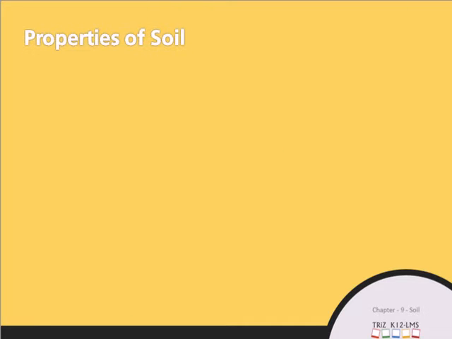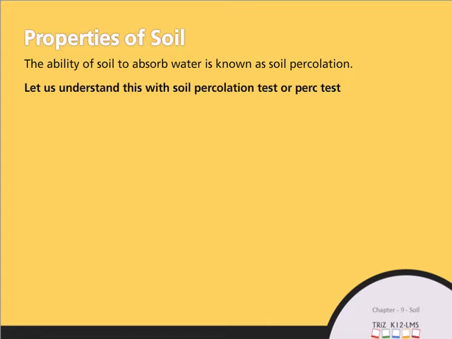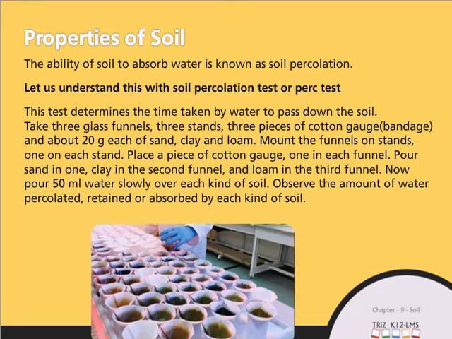Properties of soil. The ability of soil to absorb water is known as soil percolation. Let us understand this with soil percolation test or perk test. This test determines the time taken by water to pass down the soil.